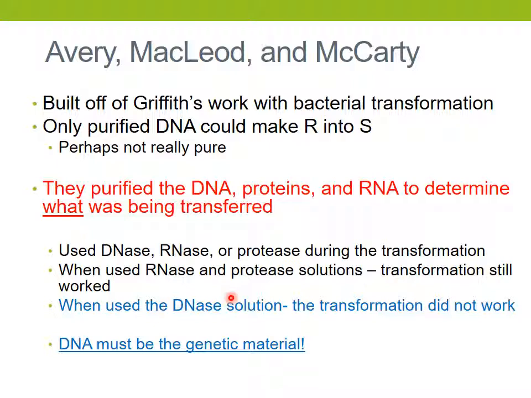Finally, they used DNase with the transformation. So that's an enzyme that will break down, degrade DNA, cut it up. And when they used DNase solution, lo and behold, the transformation did not work. That tells them that DNA must be the genetic material. Okay, so the take-home message is that DNA is the genetic material. Griffith found that there is a transforming ability with this genetic material, and others after him, like Avery, McLeod, and McCarty, determined that DNA is what is actually the genetic material, not protein.